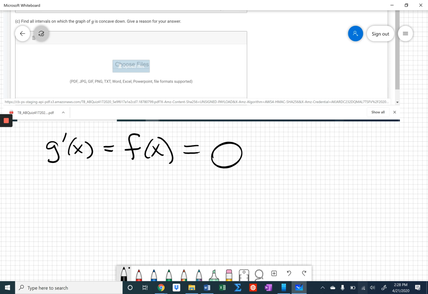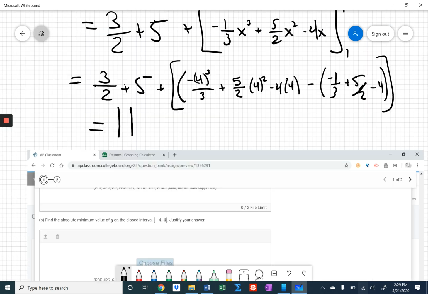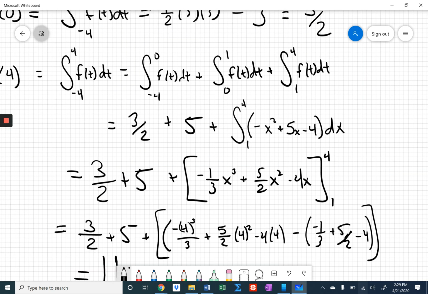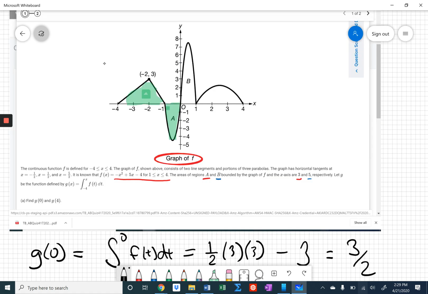So where does f equal 0? We're going to scroll all the way back up and take a look at the graph. Okay, this is the graph of f. So where does f equal 0? It's all the points where the graph intersects the x-axis. So at -4, -1, 0, 1, and 4.